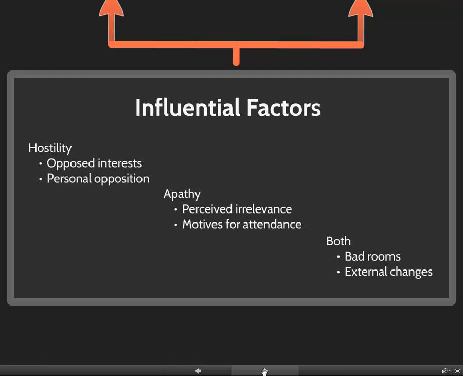Apathy tends to be about a perceived irrelevance and their motives for attendance. Again, going back to that extra credit seeking student at an ASU lecture. The apathetic student is more likely to think, well, this topic's not relevant for me, I'm just here for the extra credit, so they're more likely to become more apathetic. So as a speaker, you need to show how it's relevant to them by going to their personal life and trying to figure out what their motives for attending might be and work from there.